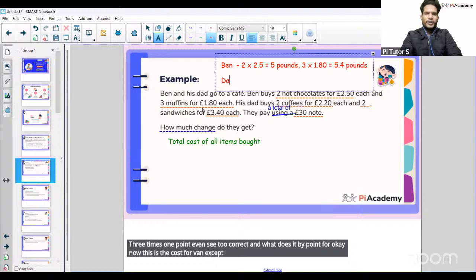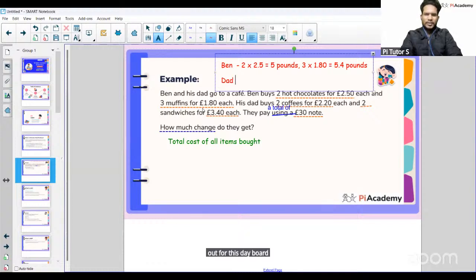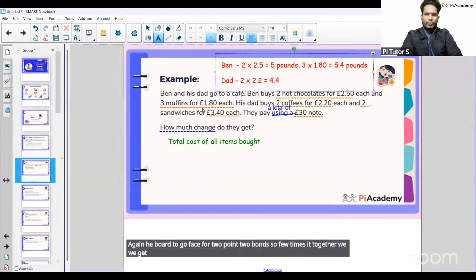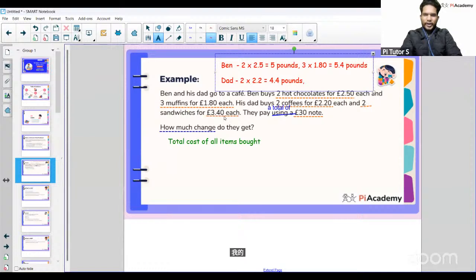Let's figure out what his dad bought. Again, he bought 2 coffees for 2.2 pounds. So if we times it together, we will get 4.4 pounds. And 2 sandwiches for 3.4 pounds. So 2 times 3.4, that is how much? 6.8 pounds. Correct?